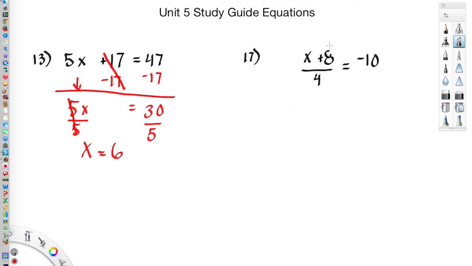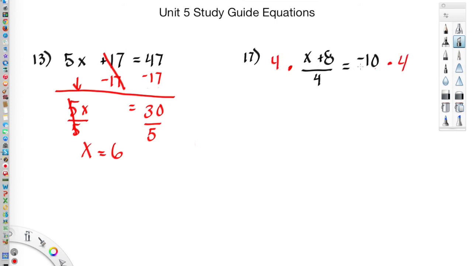Number 17 is a little more complicated. It's still a two-step equation, but this time I see that x plus 8 is all being divided by 4, and that's equal to negative 10. Normally, I would get rid of what's being added or subtracted first, but since it's embedded, it's inside this funky fraction, I need to get this out of fraction mode. Okay, and anytime you want to get rid of a fraction, you just multiply it by its denominator, and that's exactly what I'm going to do. And this is the inverse operation.